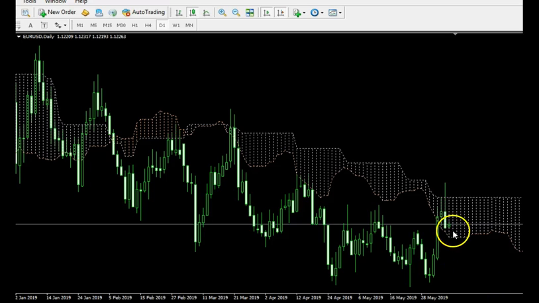As you can see, price is inside the cloud. So if you were getting a signal to go long or short, you still would not take it more often than not, because when it's inside the cloud, that means there's some indecision going on here, and you should probably wait until things are a bit more definitive. This is one of the really good things Ichimoku does. It prevents you from taking trades that are not high probability trades to take.